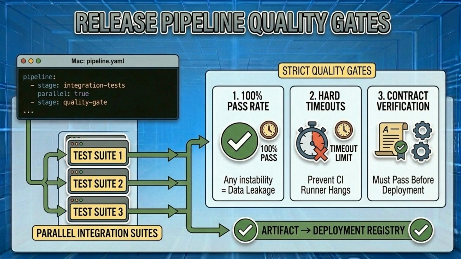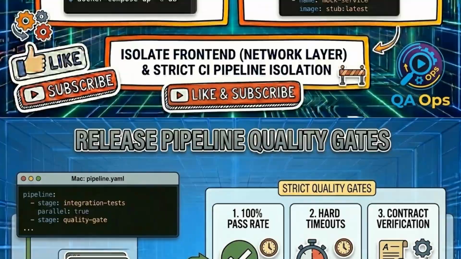2. Hard timeout thresholds to prevent locking up CI runner nodes if a container hangs. And 3. Contract verification must pass before the artifact is permitted to enter the deployment registry.